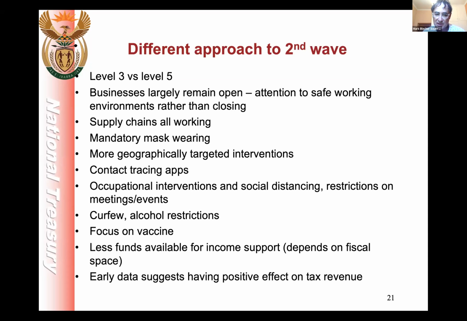Mask wearing becomes mandatory by law. The interventions become much more geographically targeted. Contact tracing apps, occupational interventions, social distancing, restrictions on meetings, curfews, alcohol restrictions, focusing on the vaccine, and not having the reserves for the income support that was there in the first phase. And early data suggests that tax revenue is starting to come back, the economy is starting to swing back, and so on. Next slide, please.